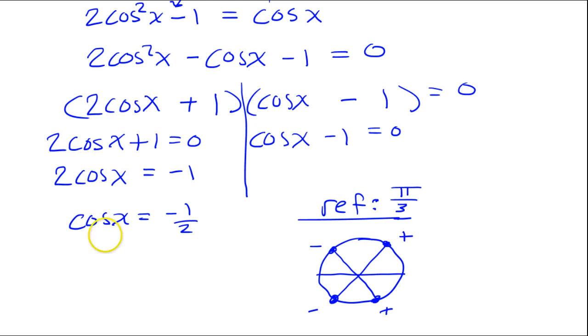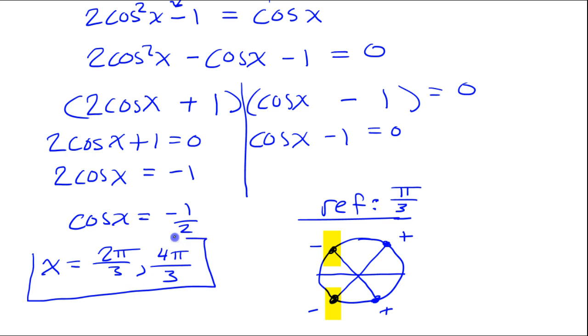In this particular case, we want negative 1/2. So that's why we're going to choose these 2 angles for our solutions. These 2 angles are the solutions. So what are they called? I have x is equal to 2 pi over 3, and this one is 4 pi over 3. Okay, so I have these 2 solutions so far.